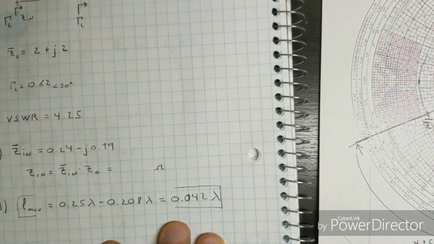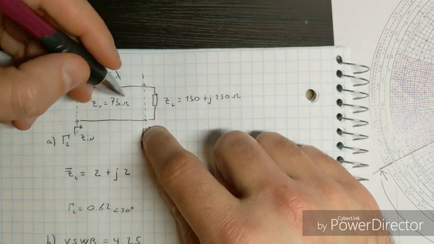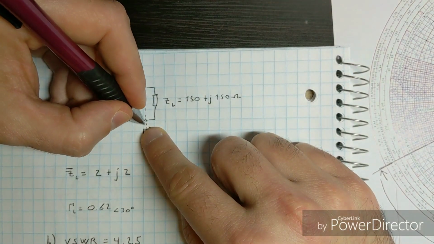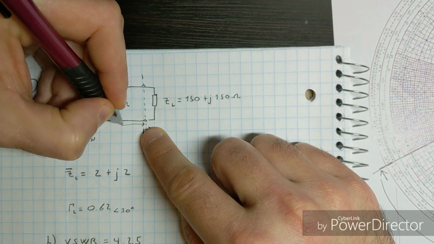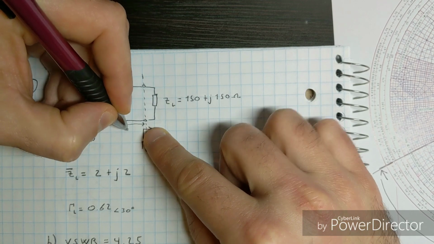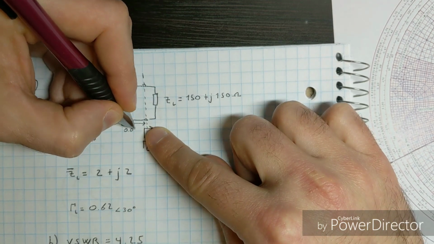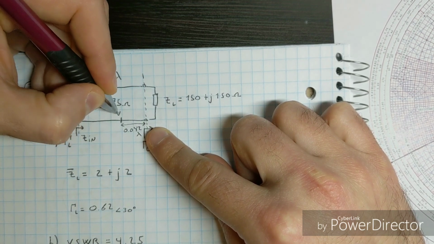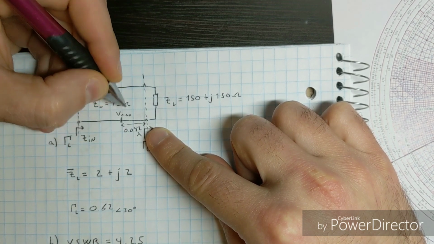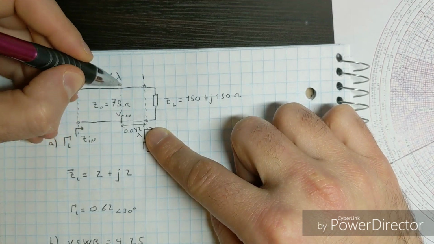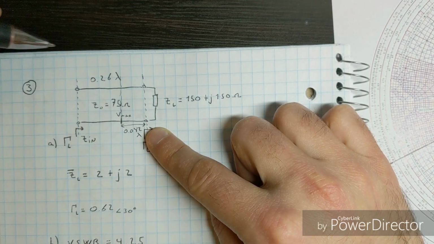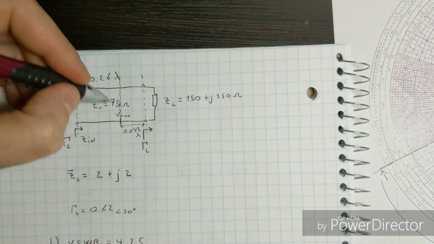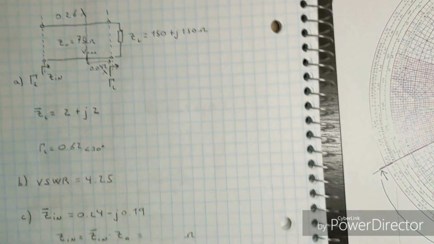So this is the distance where the maximum occurs. So if we go to our transmission line, we're going to have this distance at this point. If this is 0.042 lambda, here is where we have the maximum voltage, at this location of the transmission line.